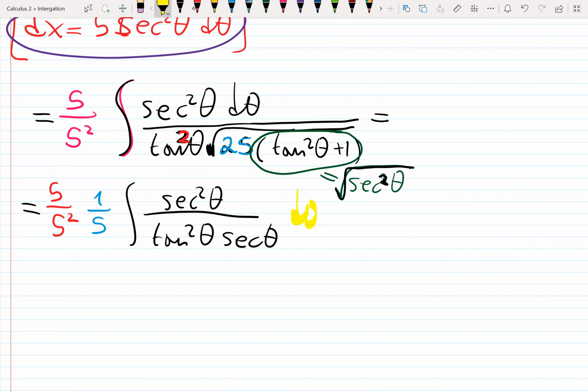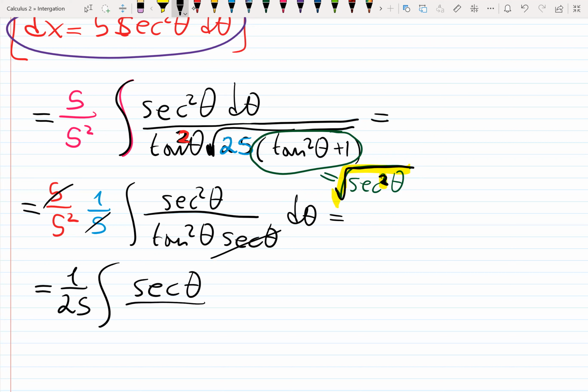Finally, d theta. What is going on? Oh, yeah, I wanted to show that. d theta. Finally, that simplifies. 5 over 5 squared times 5, 1 over 25, integral, secant, not squared anymore, cancel out, over tangent squared d theta. And after this, you can also simplify it knowing the definitions of secant and tangent, 1 over 25.